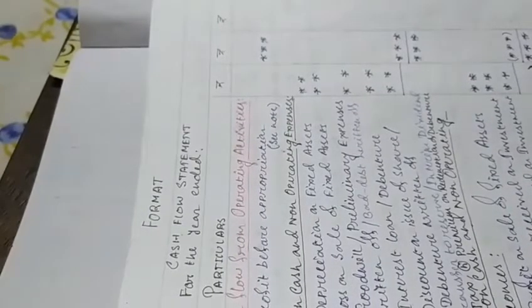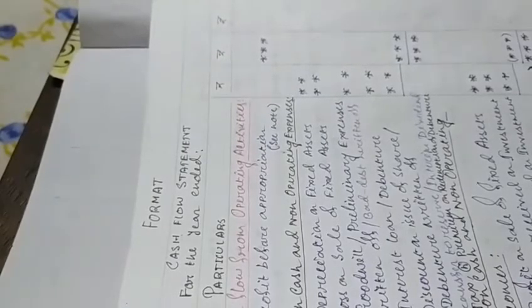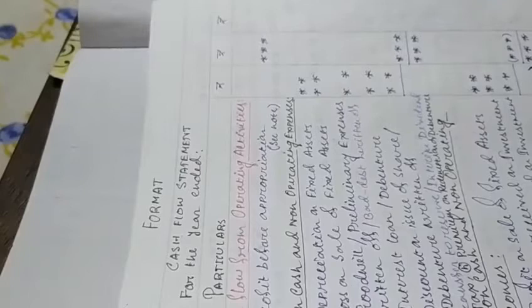Then you have to add non-cash and non-operating expenses. Whichever is non-cash and non-operating, something other than operating activities, that is non-cash. Any transaction which is not related with cash is non-cash and non-operating. Whenever any work is done without cash or bank, that is called non-operating expenses.